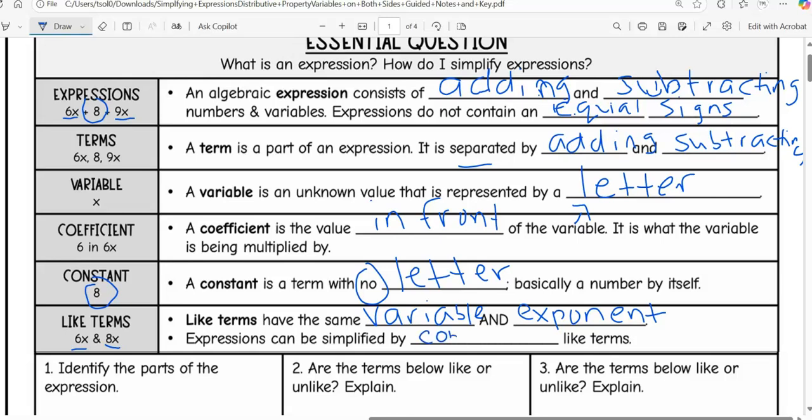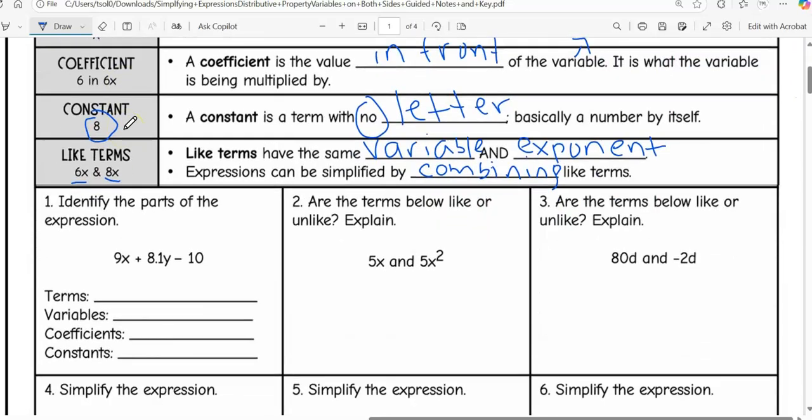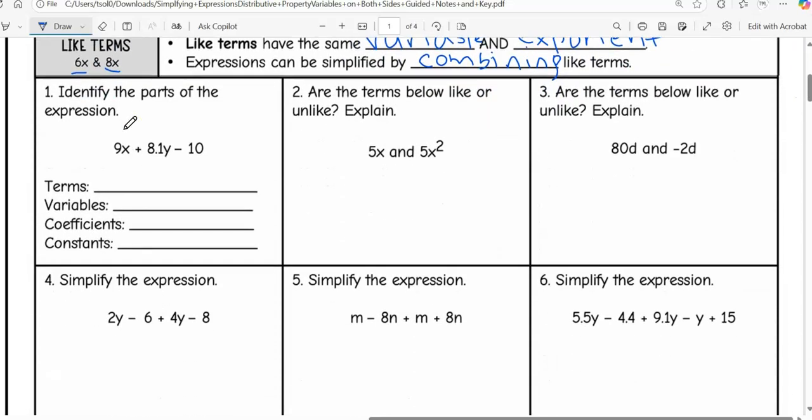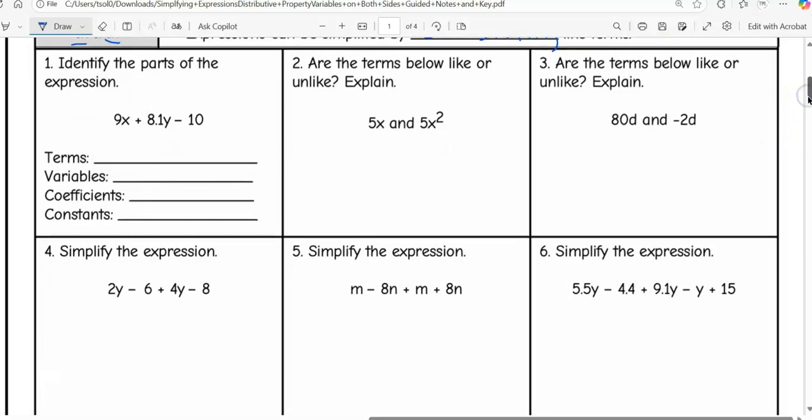Expressions can be simplified by combining like terms. All right, I'm going to erase all this. Let's move up. You can also pause the video at any time so you can catch up.